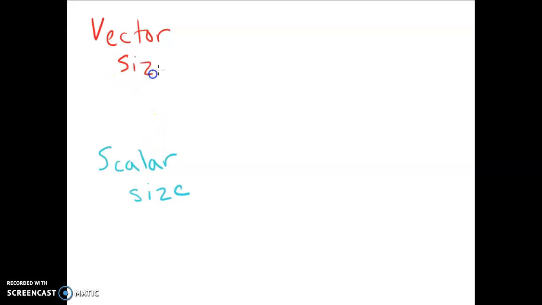Okay, so in this video, I'm going to define two words for you. I'm going to define vector and scalar. So I'm going to write in red vector, and in blue, I'm going to write scalar. I'll start with scalar. A scalar has size. A vector, on the other hand, has size and direction.